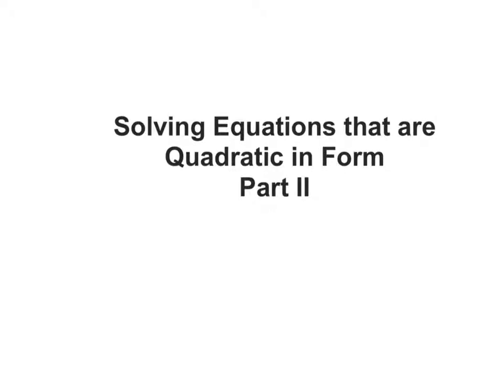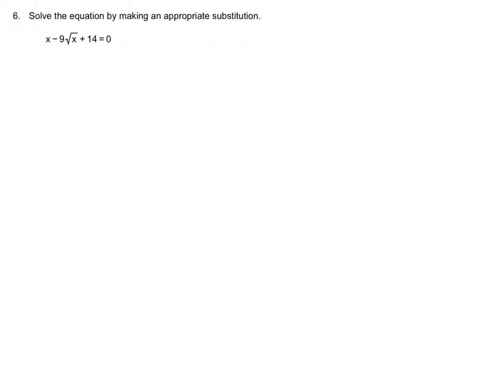Solving equations that are quadratic in form, Part 2. Solve the equation by making an appropriate substitution. x minus 9 times the square root of x plus 14 equals 0. We're going to substitute u for an expression of x.